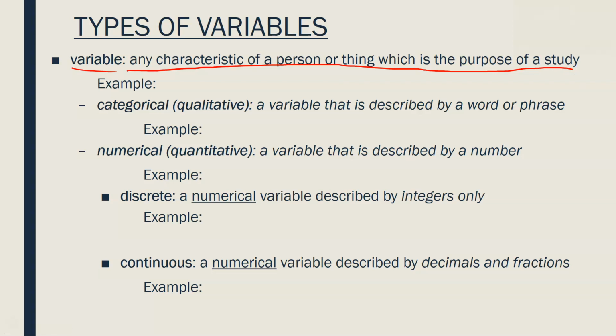So let me give another example. Say in my group of everyone that's in the United States, I'm trying to determine the number of people who have brown hair. Or I'm trying to determine the age of different people in the United States. Or maybe I'm trying to determine the color car that different people drive. Or maybe I'm trying to determine their shoe size, something like that. A variable is any characteristic of a person or thing, which is the purpose of the study.